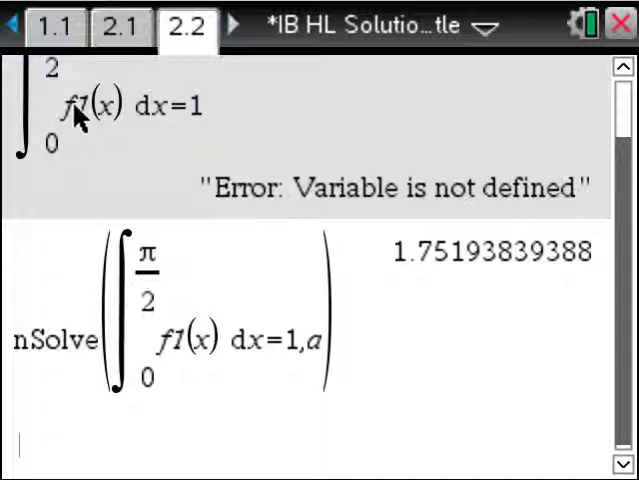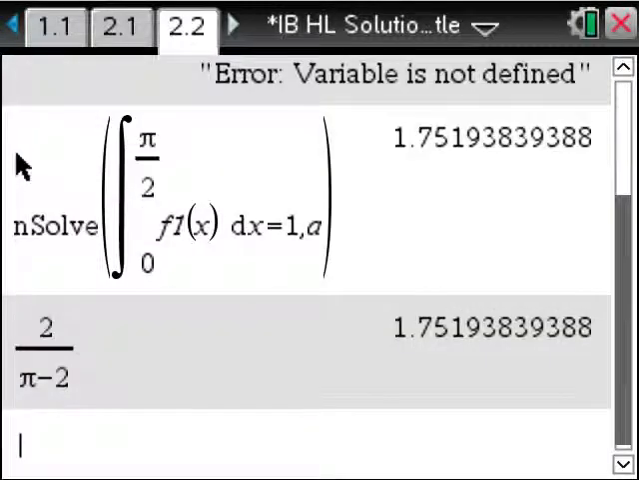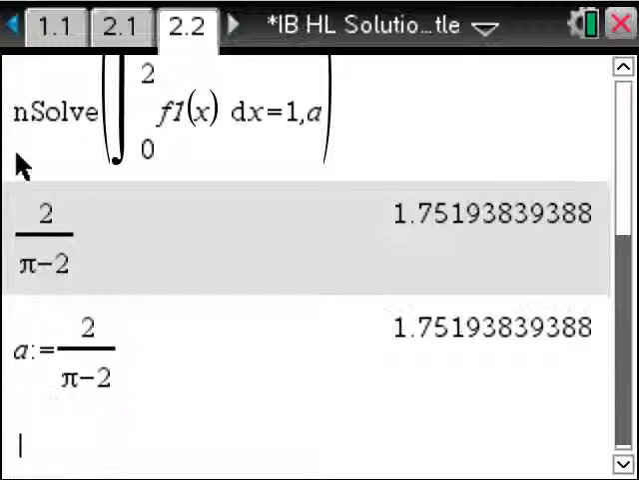Now we need to satisfy ourselves that 2 divided by pi by 2 is the same as the value. So 2 divided by pi subtract 2, it is indeed the same value. So we've satisfied ourselves that this value for a, they've told us, is valid. So a defined as being equal to that value there is something we can now move forwards with.